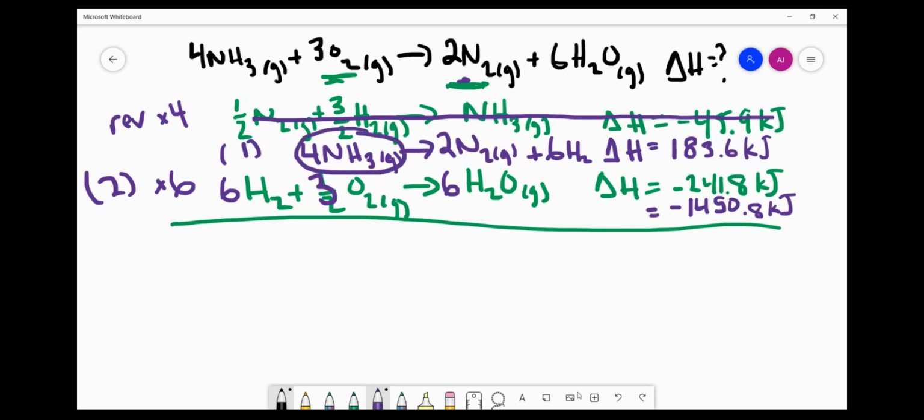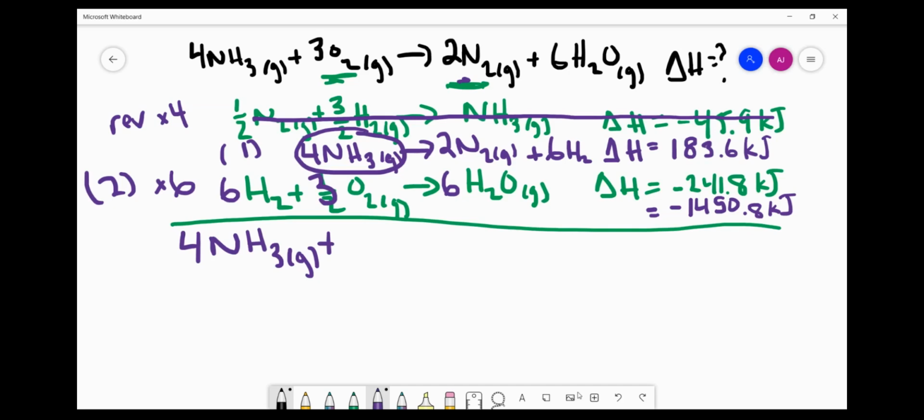4NH3. Now I check to see whether it's found anywhere else. No, ammonia is only found in that one spot. So the net is 4 moles of NH3. Next up, let's go on the reactants here.